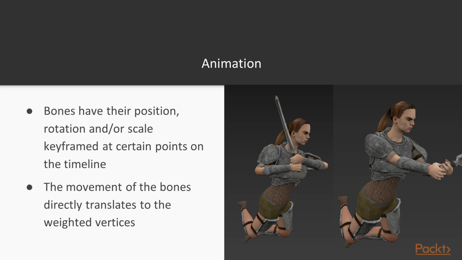Once we have created a rig with multiple bones, we can then keyframe the position, rotation, and scale of a bone at different points in time. This will move different parts of the character and resemble a typical animation. The keyframe data of each bone is directly translated through the bone weights to the vertices of our mesh, giving the impression that our character is moving.